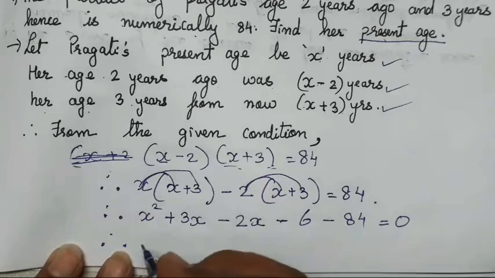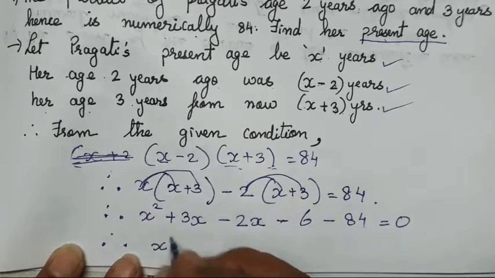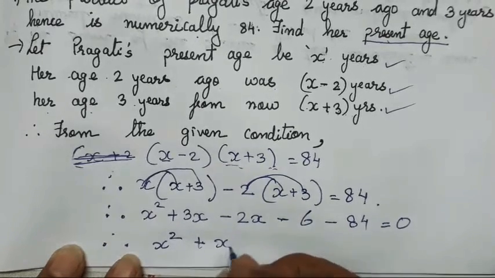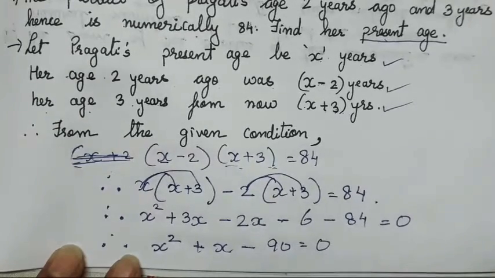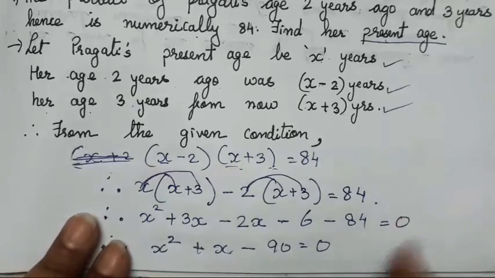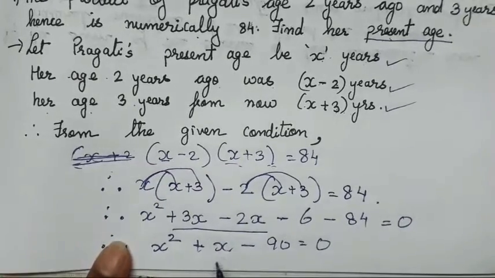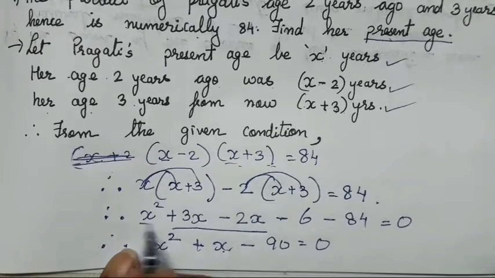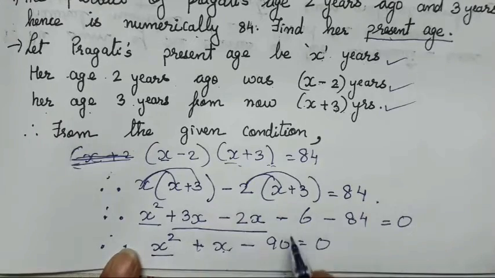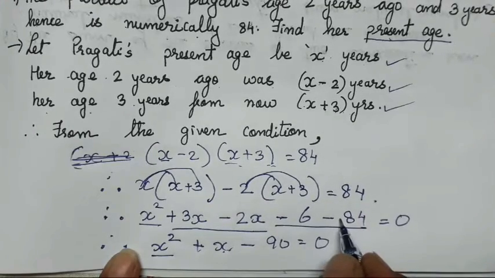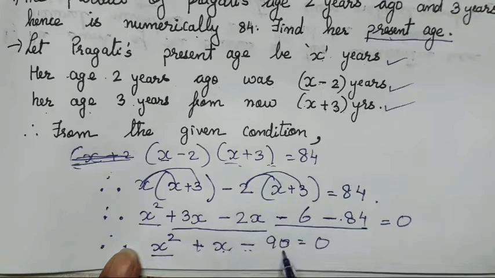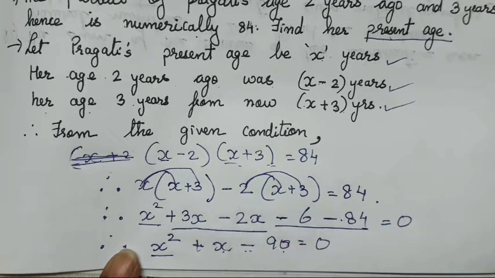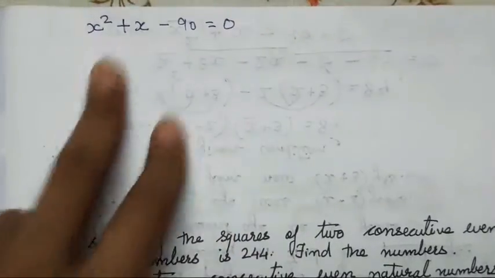Therefore what we have to take, we have to take common, that is x square plus x minus 90 is equal to 0. So what I have done is I have subtracted this. Therefore I have got x square as it is, and plus and minus is going to be plus. So minus 6 minus 84 is going to be minus 90. I hope this step is clear. So till here we have completed.